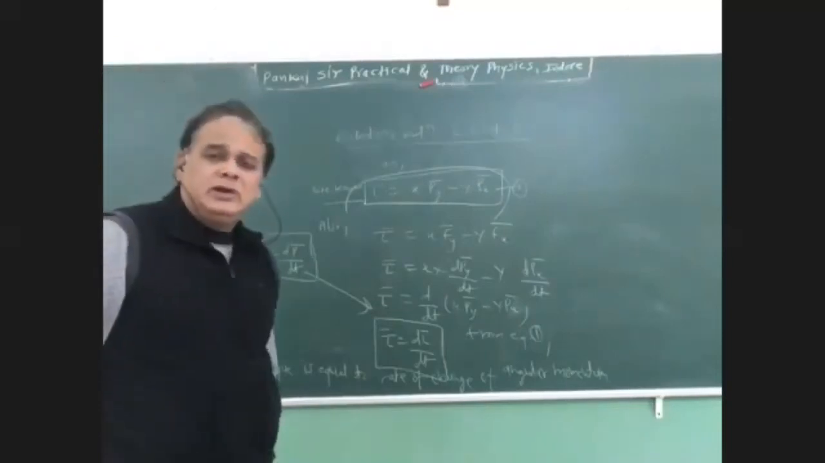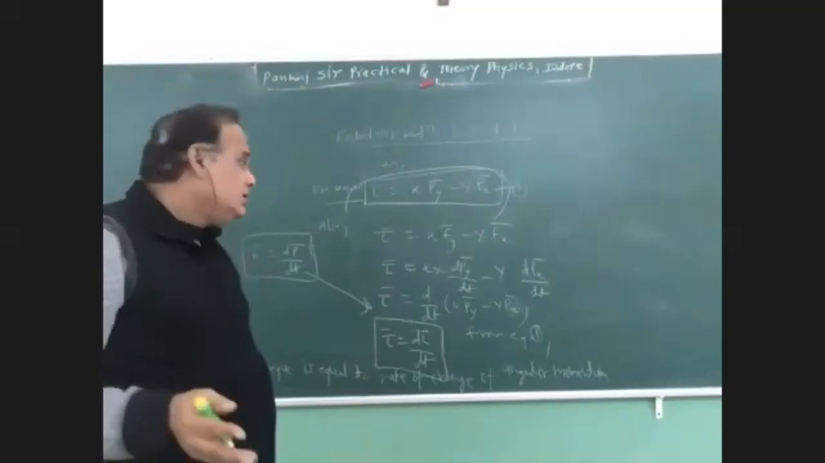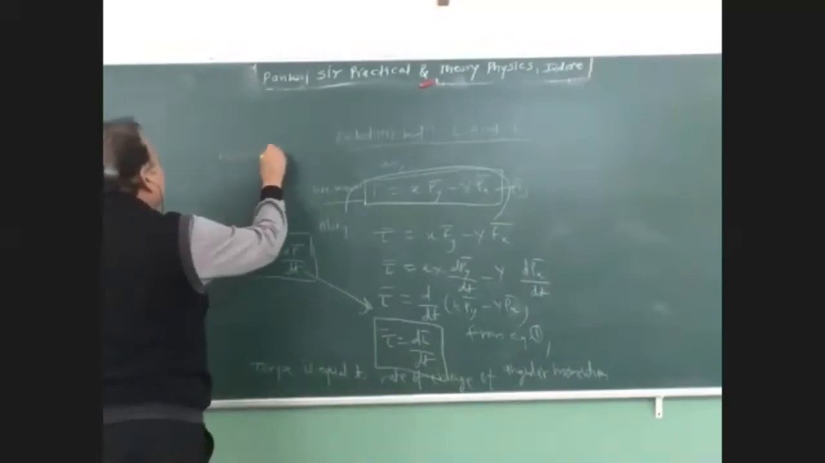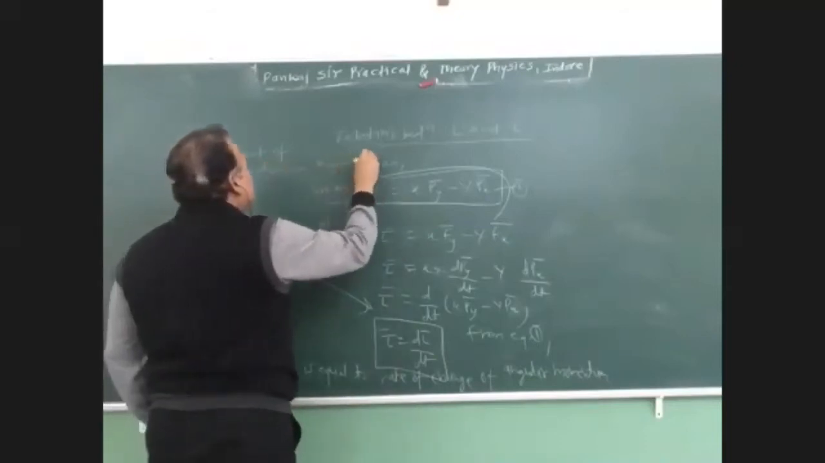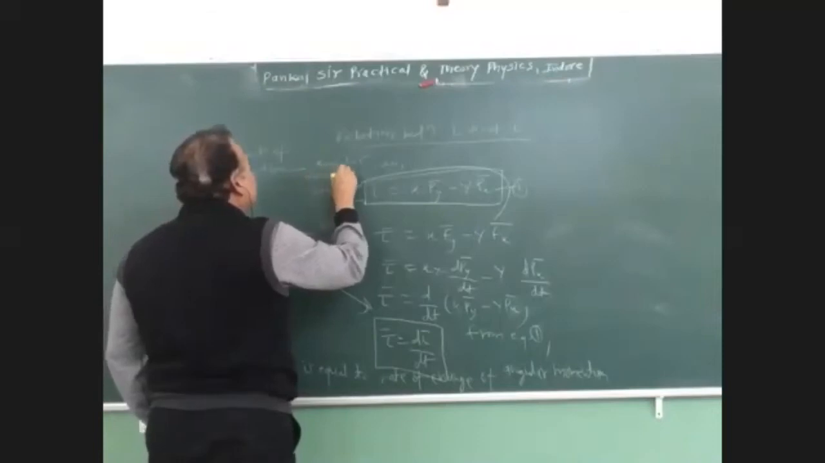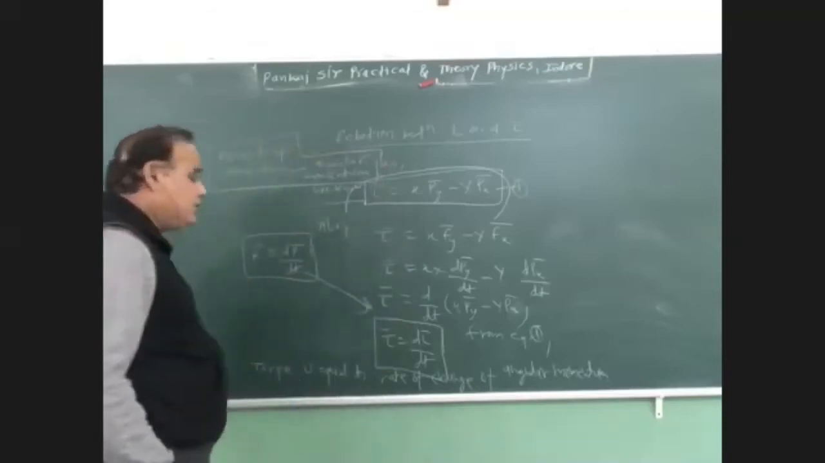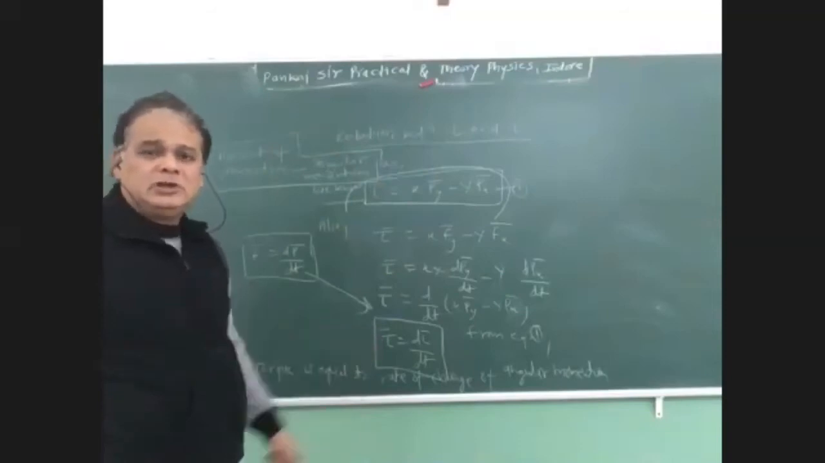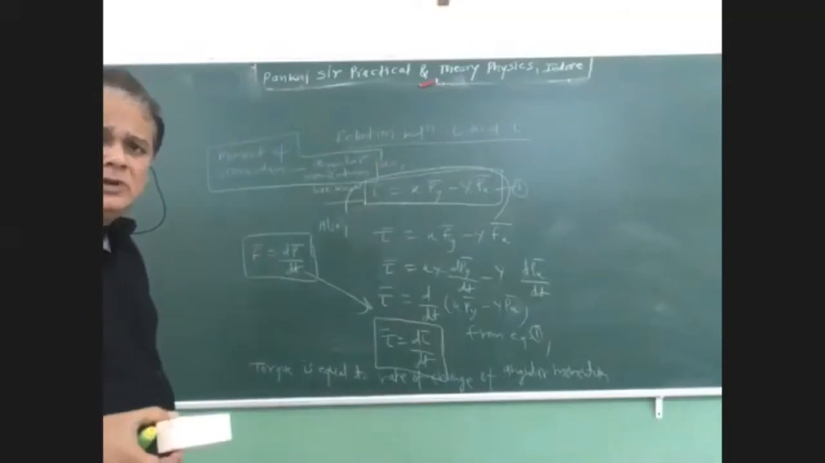Sometimes angular momentum is known as moment of momentum. Remember this. Many a times it is asked in the examination. What is moment of momentum? So moment of momentum is angular momentum, and what is rate of change of angular momentum? That is torque. So this is the relation between torque and angular momentum.